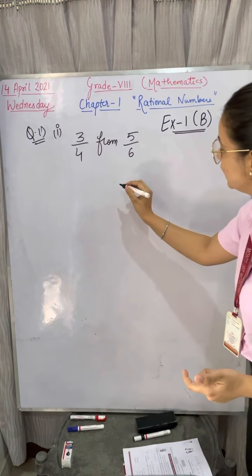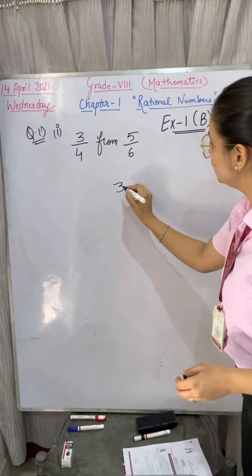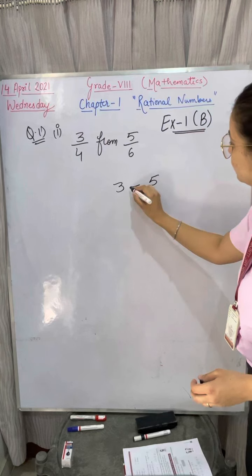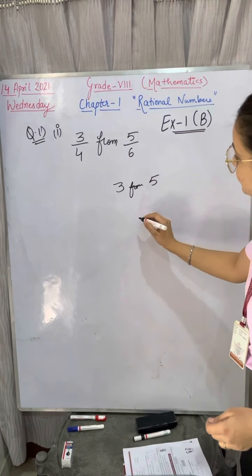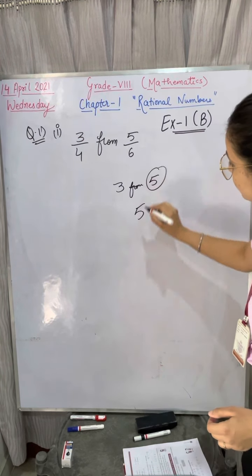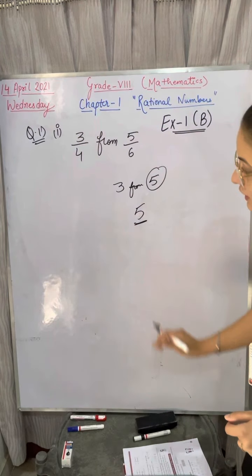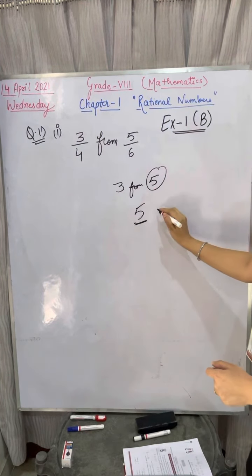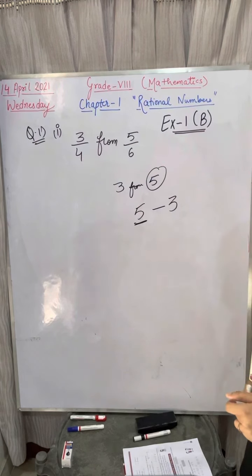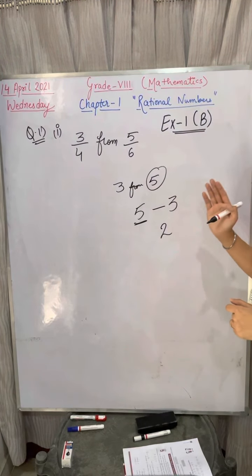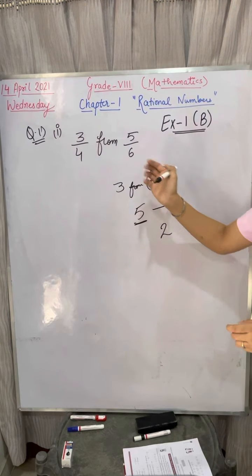The way you are doing here, like 3 you have to subtract from 5. How will you subtract? In the beginning you will write 5. 3 you have to subtract from here, so you will write minus 3. Answer will be 2. In this way you will do subtraction. Similarly, you do subtraction in the case of rational numbers.